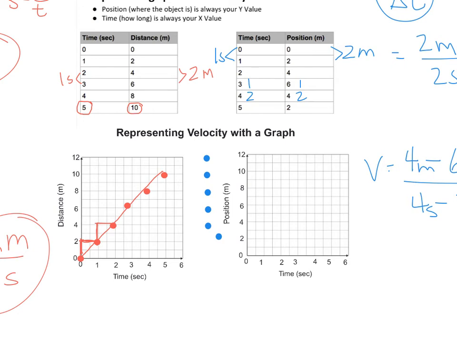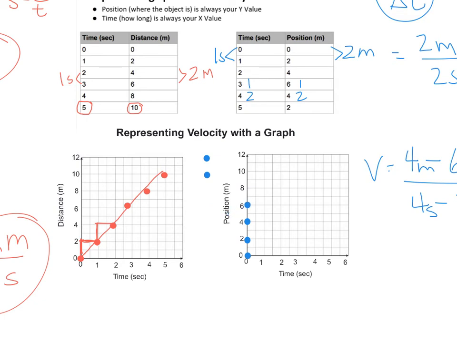If we look at our data table, our first position is 0 and our first time is 0. And I'm going to hold off on moving these numbers on the y-axis for time. Let's just put them on the position axis. When we have gone 1 second, then we are at a position of 2. When we've gone 2 seconds, we're at a position of 4. When we've gone 3 seconds, we're at a position of 6.